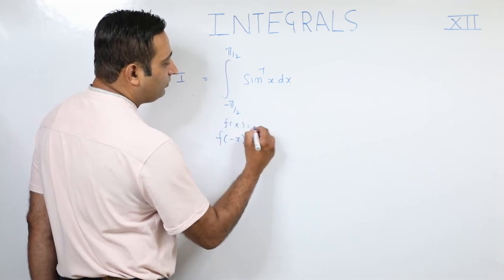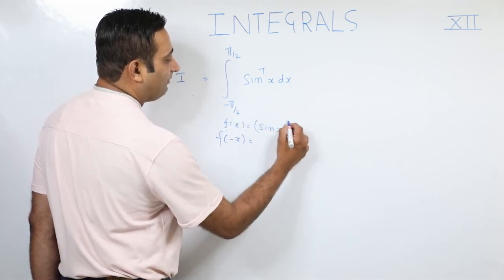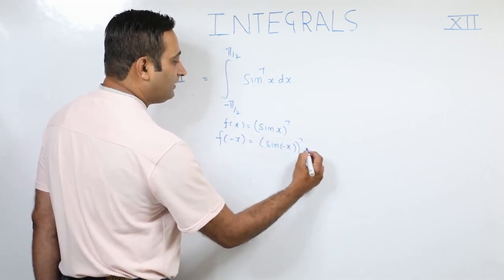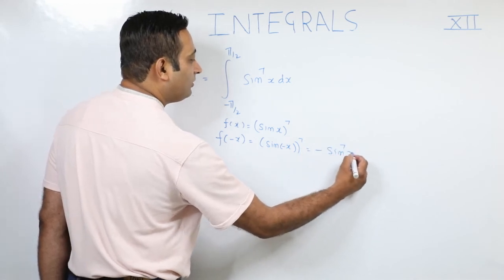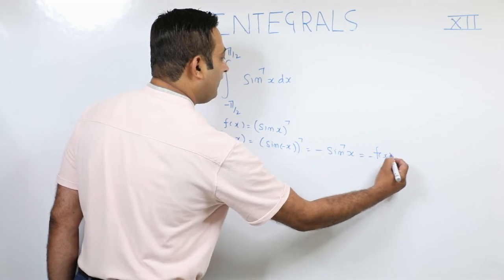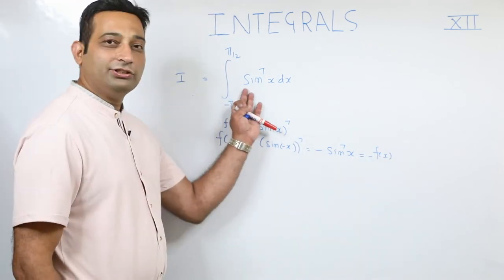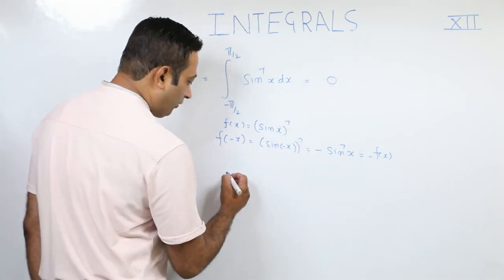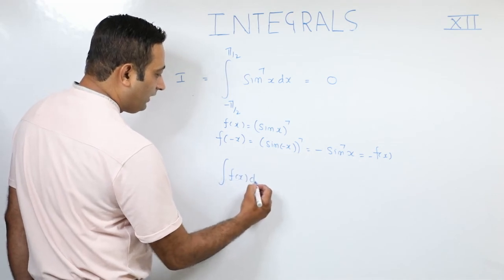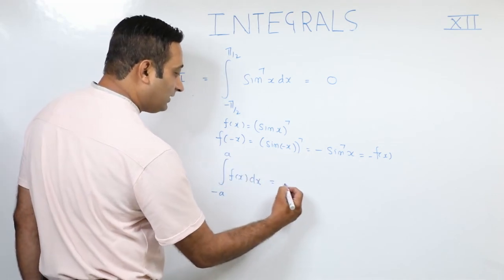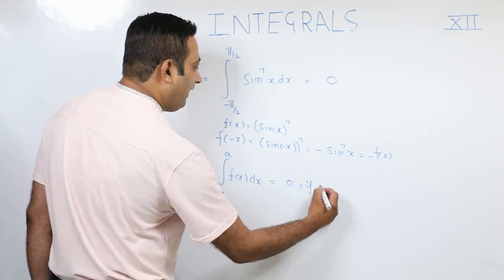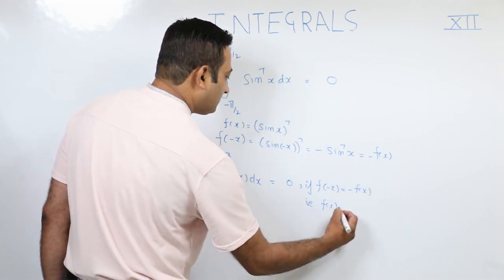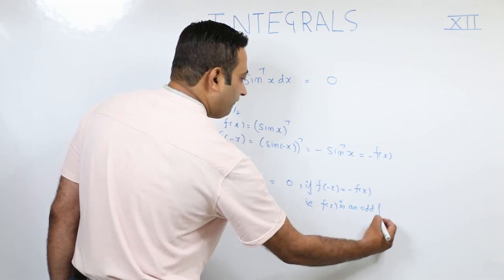We have f of x equal to sine x raised to the power 7. Now, f of minus x is sine of minus x raised to the power 7, which is equal to minus of sine raised to the power 7x, which is equal to minus f of x. So, we can easily see that the given function is an odd function. So, the integral can be directly written as 0 because we know that the integral from minus a to a of f of x dx is equal to 0 if f of minus x is equal to minus f of x, that is f of x is an odd function.